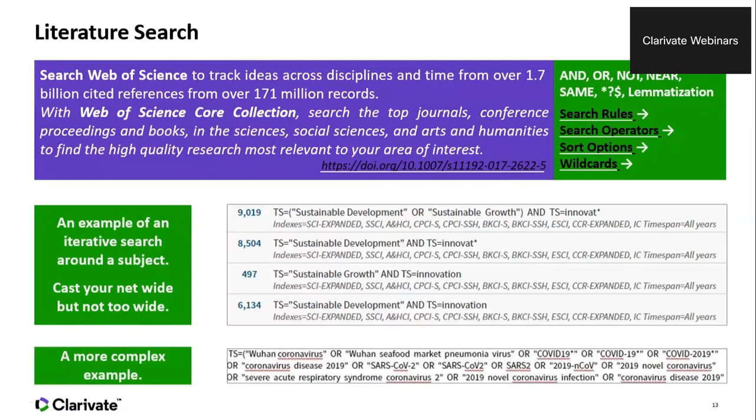Now, when you search on a database like Web of Science, it is a multidisciplinary database. So you can search for different things under one umbrella, and it also allows you to do an iterative search. Again, a good literature search starts with a top-down approach. Let me start annotating what I mean by a top-down approach.